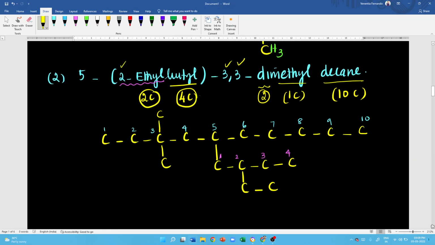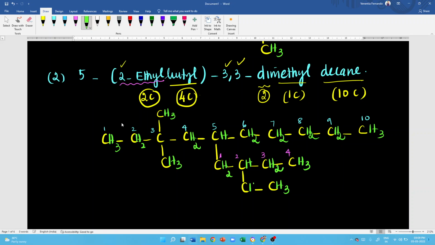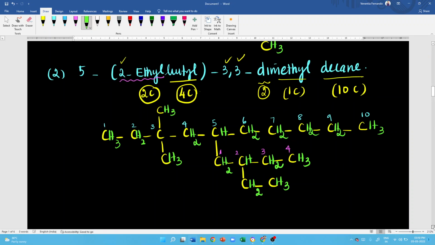And now let's fill with hydrogens. This is H3, H2. Already 4 bonds is there. Terminals ellame H3 போட்டுடலாம். First அதை complete பண்ணிடலாம். H3, this is H3 and this is H3. Okay. Here there is only 2 bonds. H2, H, H2, H2, H2, H2. Here it is H2, 3 bonds. So H, again H2 and this is also H2. So this is the structure for the second compound.